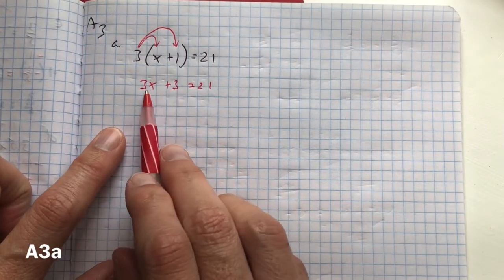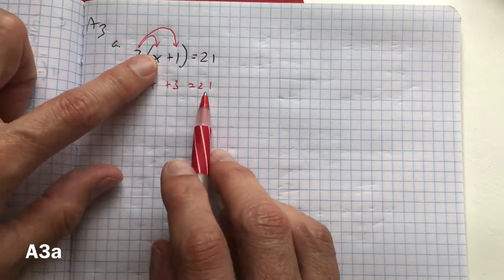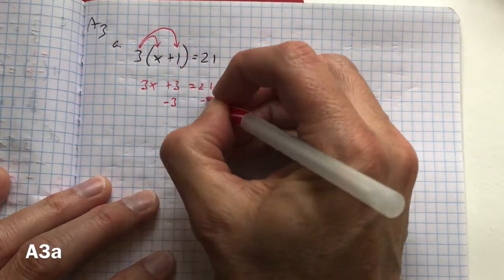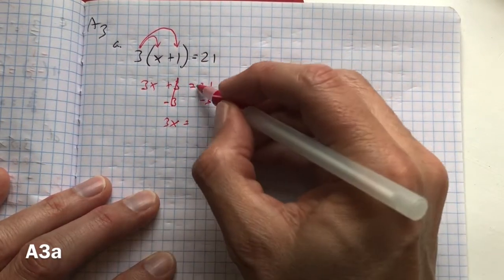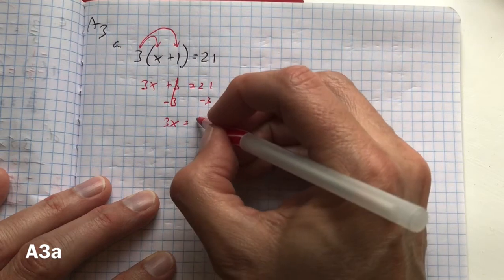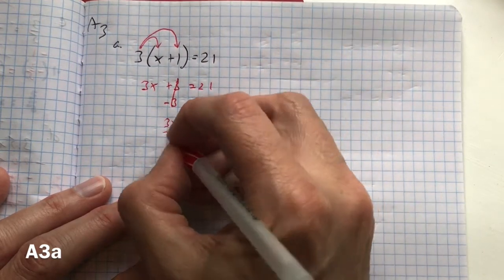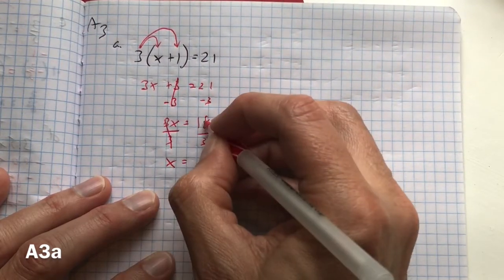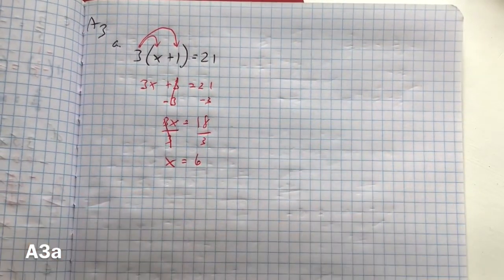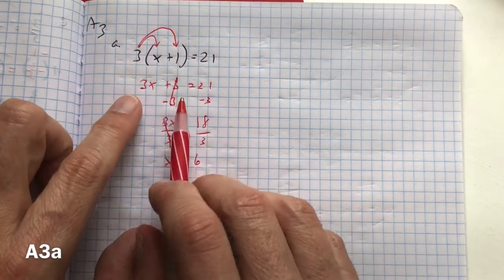3 pouches, 3 coins, and 21 coins, okay? So we're going to subtract 3 here, subtract 3 here. This is going to be gone. 3x is equal to 21 minus 3 is going to give me an 18. Divide by 3 here, divide by 3 here. This is going to be x. 18 divided by 3 is 6. Let's check that here. Let's go back to this one here.